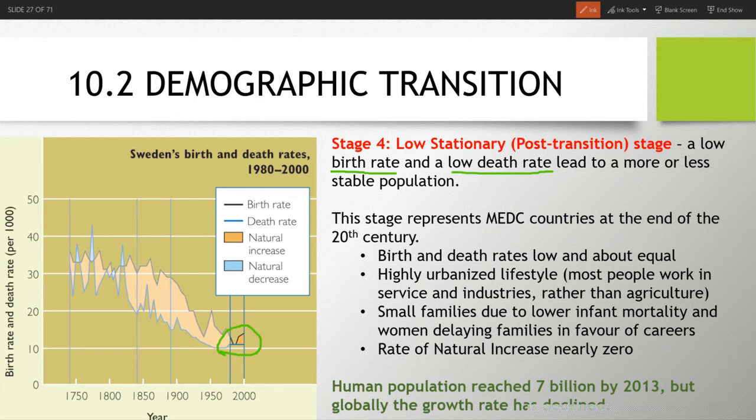So this stage represents more economically developed countries at the end of the 20th century. Okay, so after 1980, getting into the 1990s and even the beginning of the 2000s. Right, so birth and death rates are low and they're more or less equal. So that's a stationary, stable population scenario. Highly urbanized lifestyle. A lot of people live in cities now.